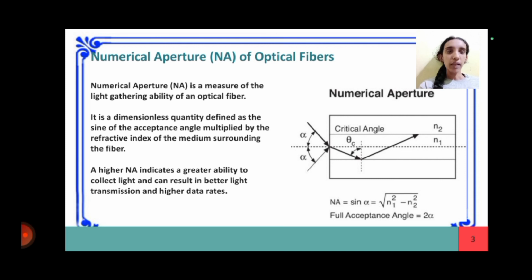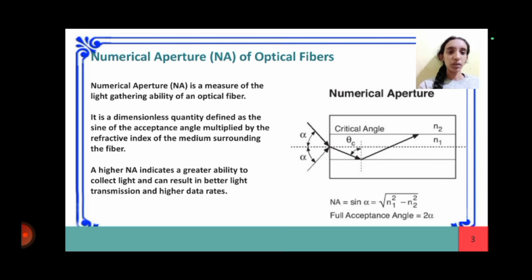And the numerical aperture of optical fibers. The numerical aperture is a measure of the light gathering ability of an optical fiber. It is a dimensionless quantity defined as the sine of the acceptance angle multiplied by the refractive index of the medium surrounding the fiber. A higher numerical aperture indicates a greater ability to collect light and can result in better light transmission and a higher data rate.